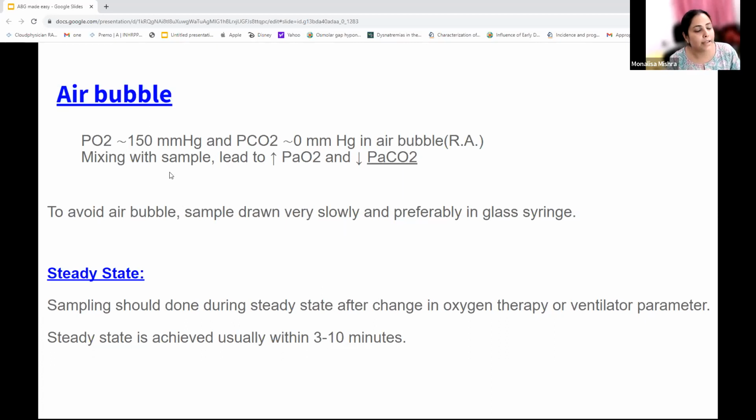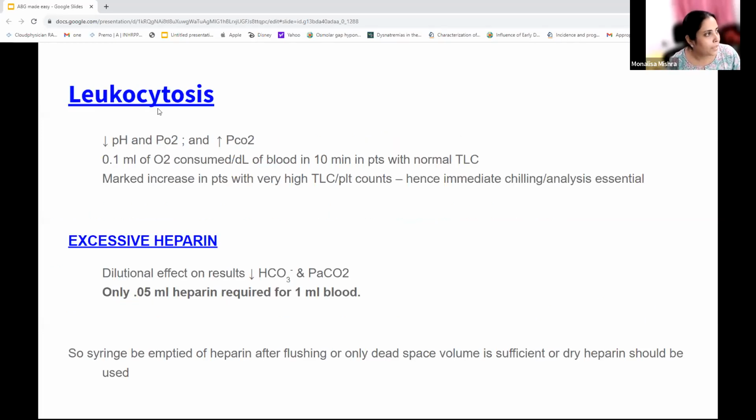And what happens if there is an air bubble? Your PO2 will show more and PCO2 will show less. Okay. And what happens if there is leukocytosis? What is leukocytosis? Excess of WBCs.